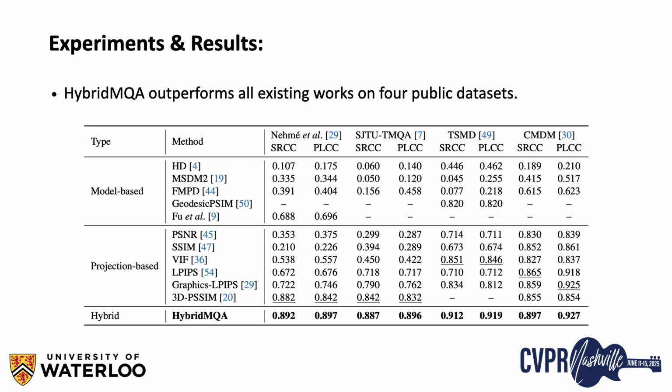To show the effectiveness of HybridMQA, we compare it against 11 model-based and projection-based full reference methods across 4 public datasets. We measure performance with 2 correlation-based metrics, SRCC and PLCC, where a higher value indicates better alignment with human perceptions of quality. As we can see, HybridMQA consistently outperforms all existing works on every dataset.